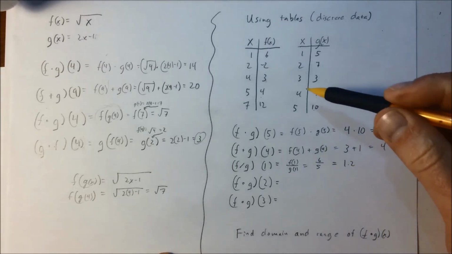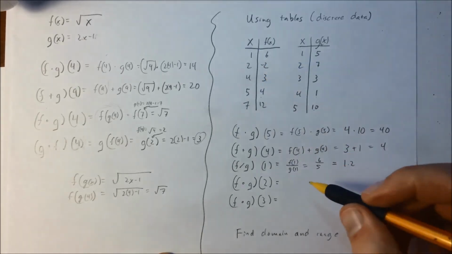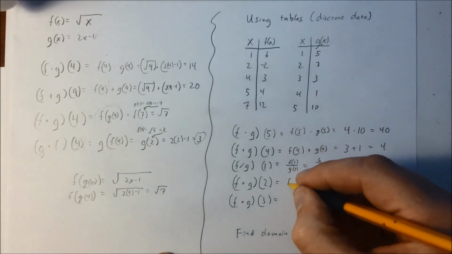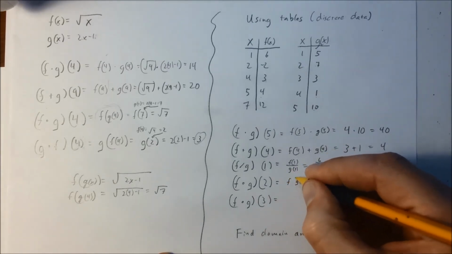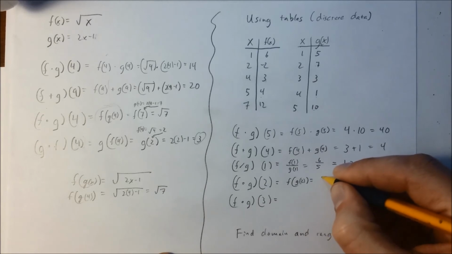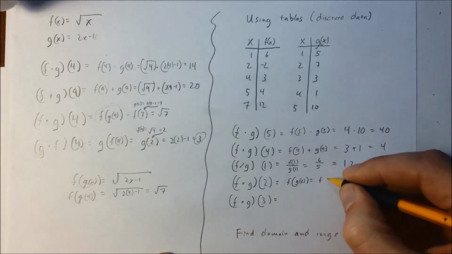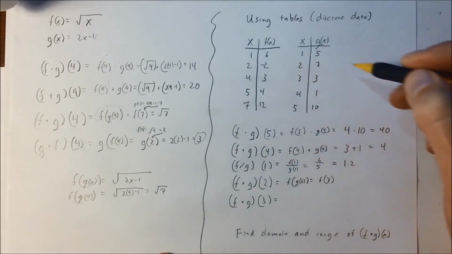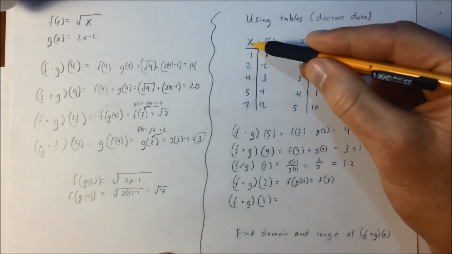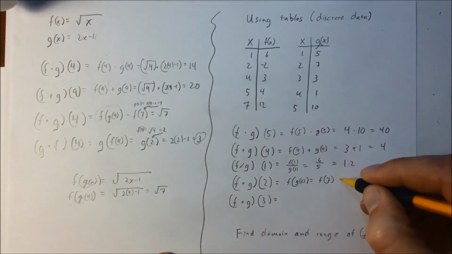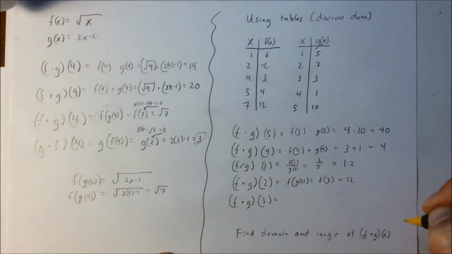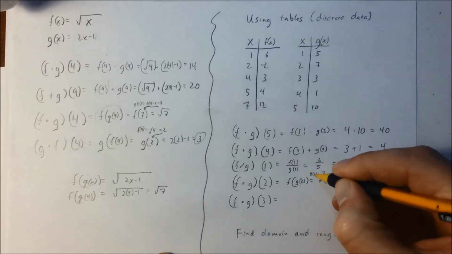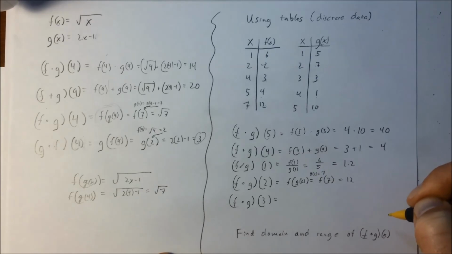The next one, f of g of 2. Well, I'm going to find what g of 2 is. g of 2 is 7. So f of 7, because that's g of 2, right there. And f of 7, if x is 7, then that means f of x is going to be 12. So once again, I'm just plugging in. Since I know g of 2 is equal to 7, just substitute and plug it in there.